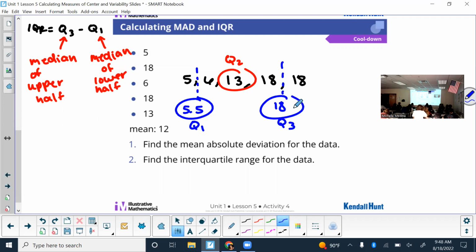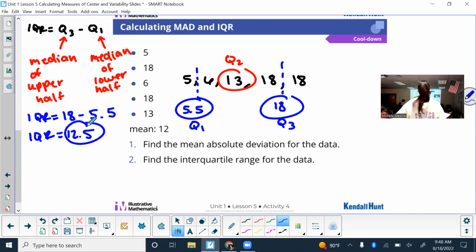So then when you plug that into your IQR formula, I have Q3, which is 18, minus Q1, which is 5.5, and what's 18 minus 5.5? Close. Verify with the calculator. 12.5. So remember, use the calculator. Just because you can do the SAT and ACT without a calculator doesn't mean you should. All right, questions?